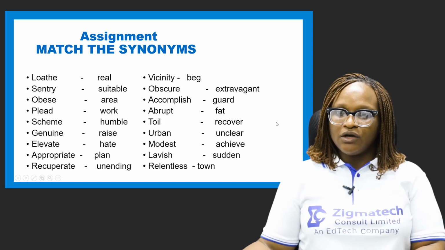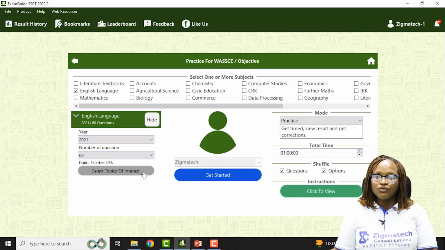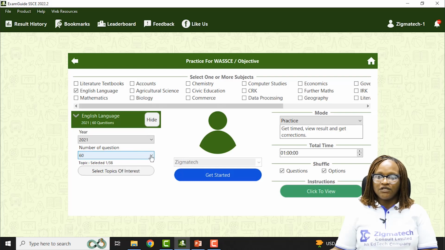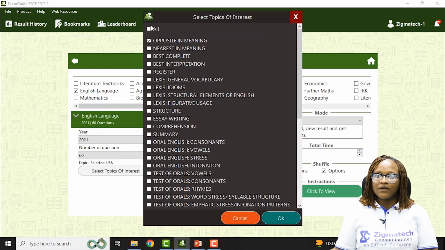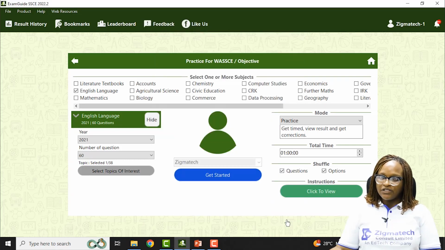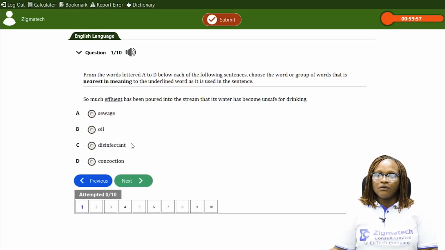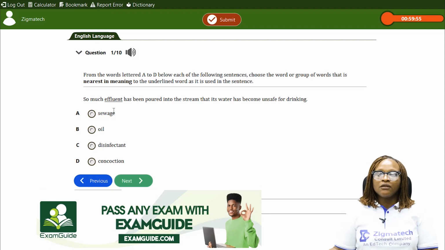All right, so it's time to go to our ExamGuide app. Remember, this time we looked at synonyms, so we have to check for synonyms, that is, nearest in meaning. So you have it in your ExamGuide app. I would encourage you to try out the questions and see how far you have learned.